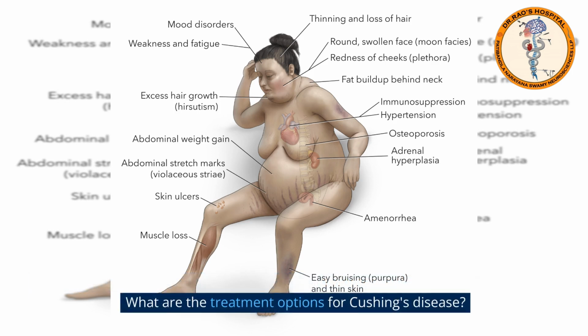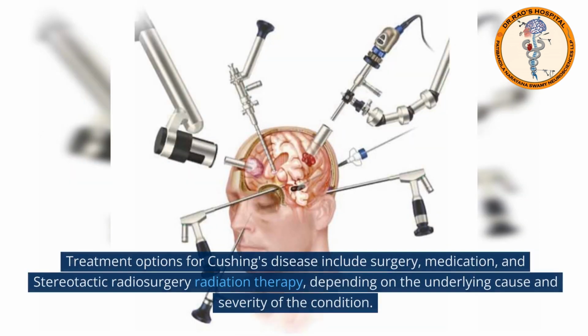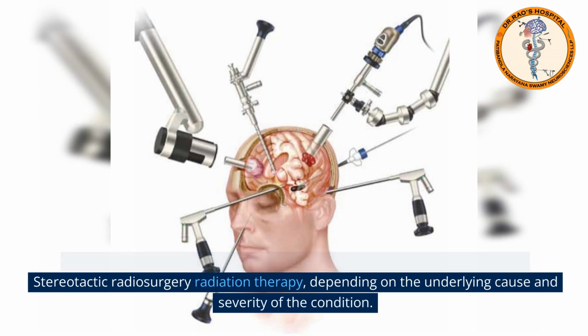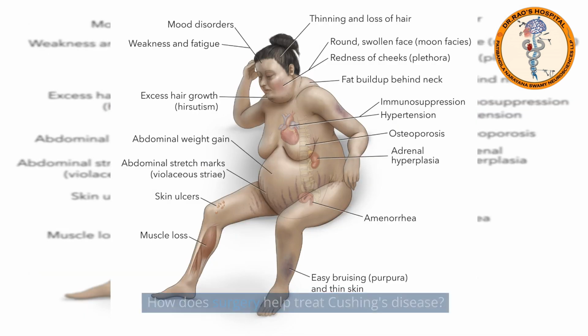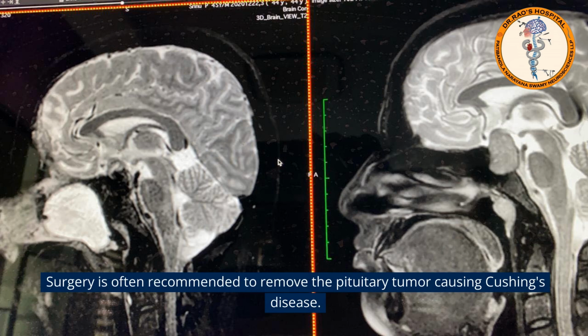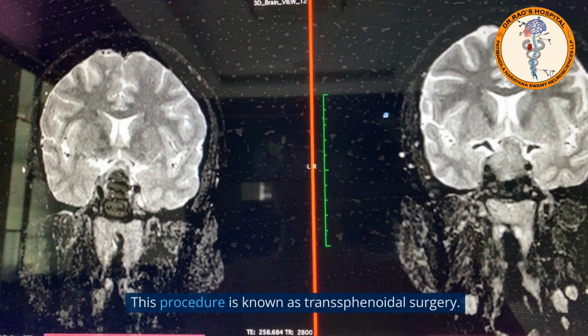What are the treatment options for Cushing's disease? Treatment options for Cushing's disease include surgery, medication, and stereotactic radiosurgery radiation therapy, depending on the underlying cause and severity of the condition. How does surgery help treat Cushing's disease? Surgery is often recommended to remove the pituitary tumor causing Cushing's disease. This procedure is known as transsphenoidal surgery.